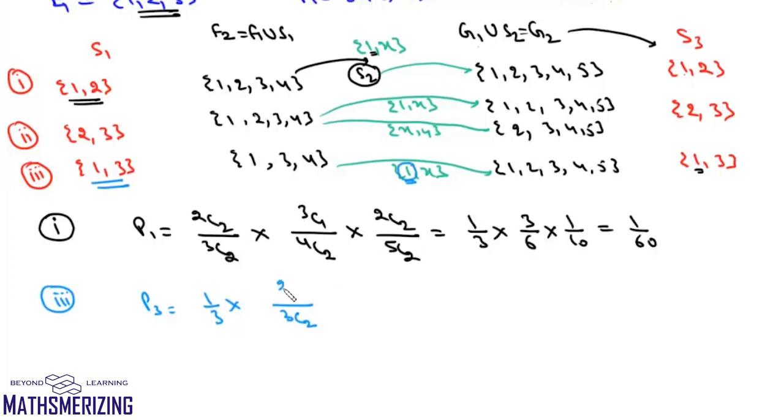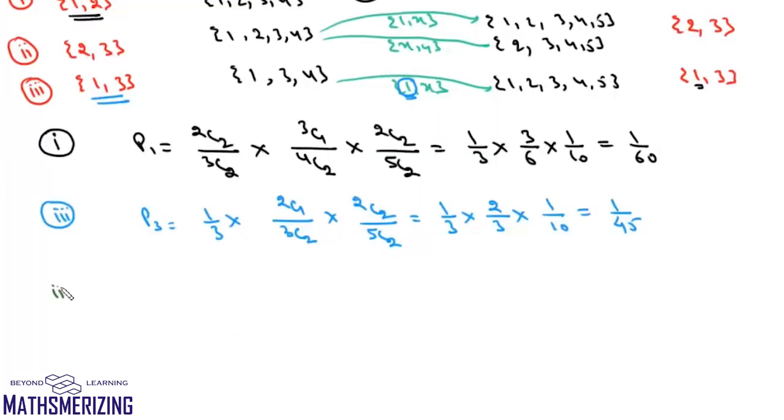So this other element can be selected in 2C1 ways, and then into these 2 out of 5. So it will be 2C2 upon 5C2. Now this is 1 by 3 into 2 by 3 into 1 by 10, and it will be 1 by 45.